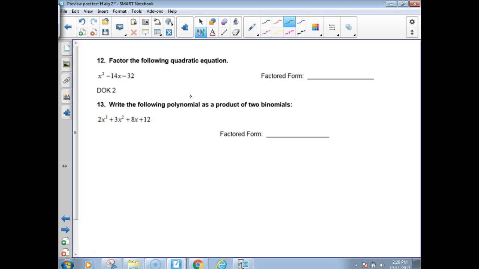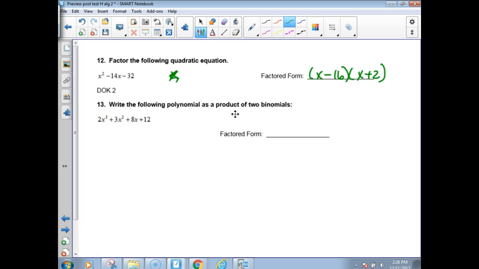Okay, factor the following quadratic. This factors to x minus 16, x plus 2. Good enough?